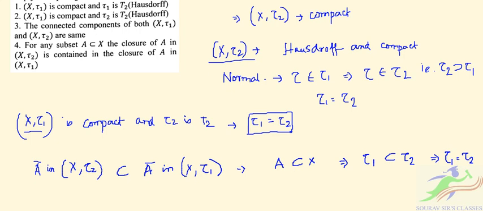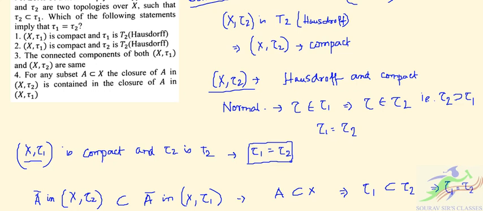But the connected components of both (X, tau 1) are not connected, they are not the same. So the first option is not the correct option in our case. This is another condition we are getting, which goes for option 2, and here we have option 4. So these two options are the only correct ones: option 2 and option 4.